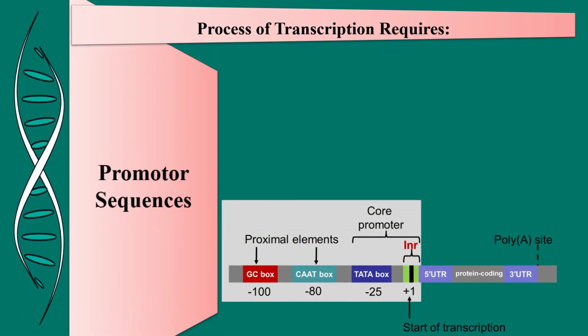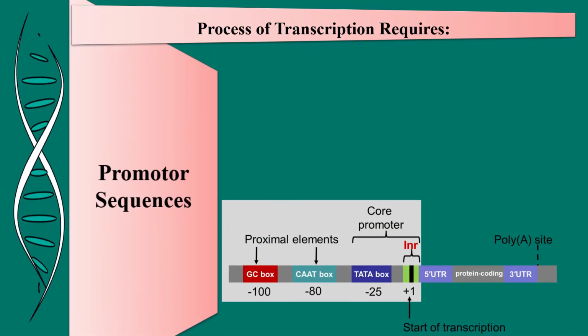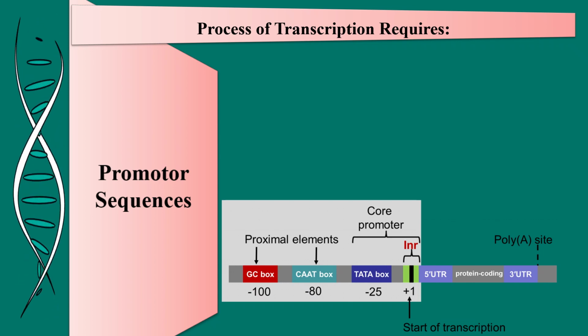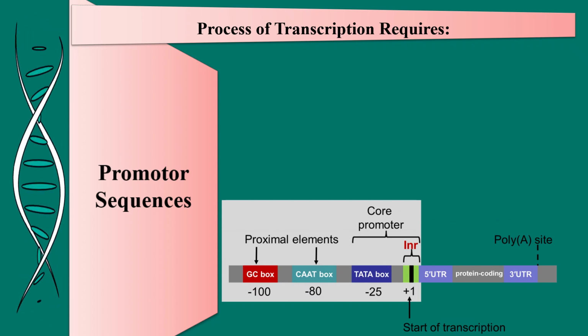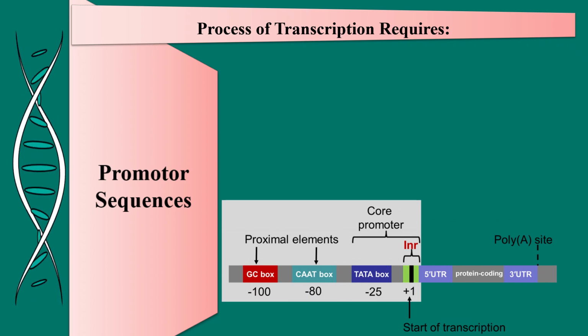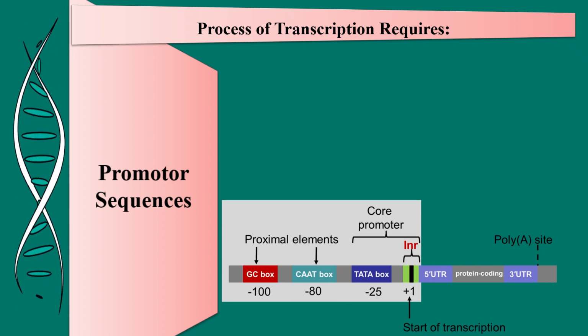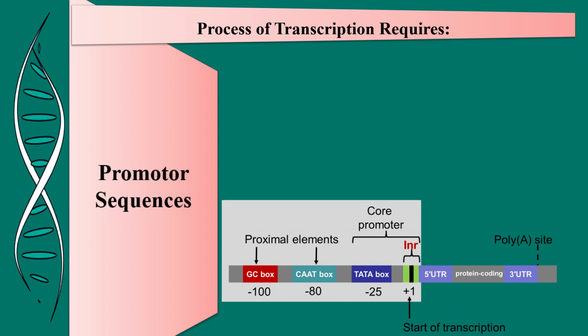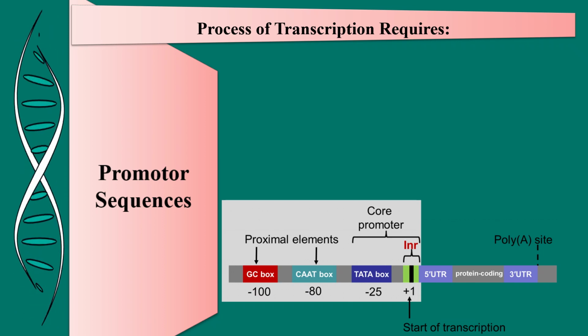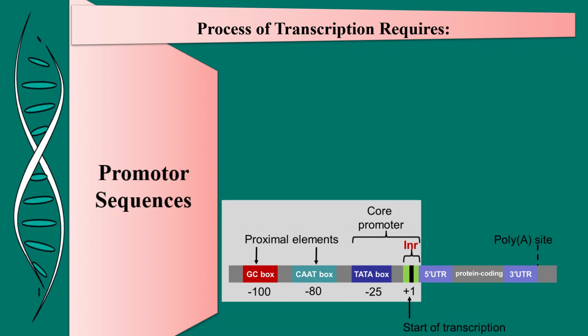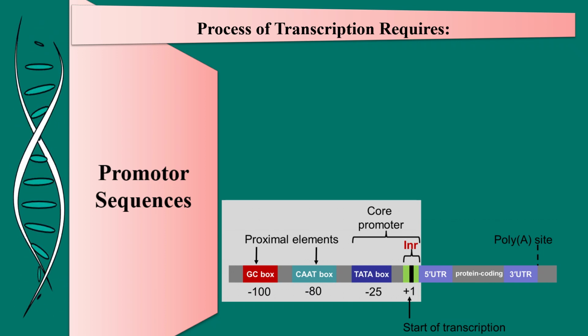Promoter sequences are the sequences that are recognized by RNA polymerases. These promoter sequences are present upstream of the start or initiation point of the transcription. As you can see here in this diagram, this is the initiation point at +1, and upstream to it are the promoter sequence bases.